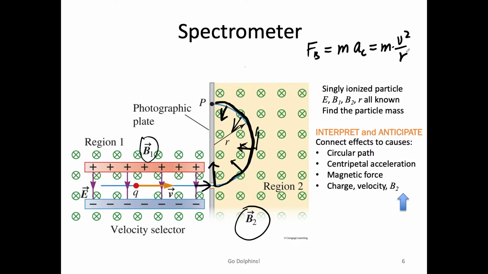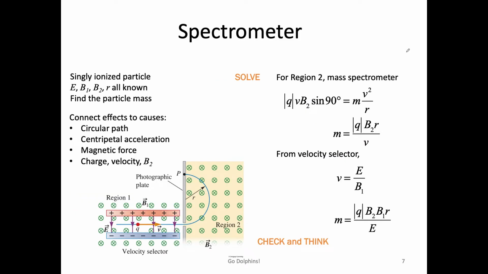how to relate m and r with the measured r and the m and the q of the charged particle. So let's try to derive this equation. So this is the magnetic force for the particle in region 2 with magnetic field B2.